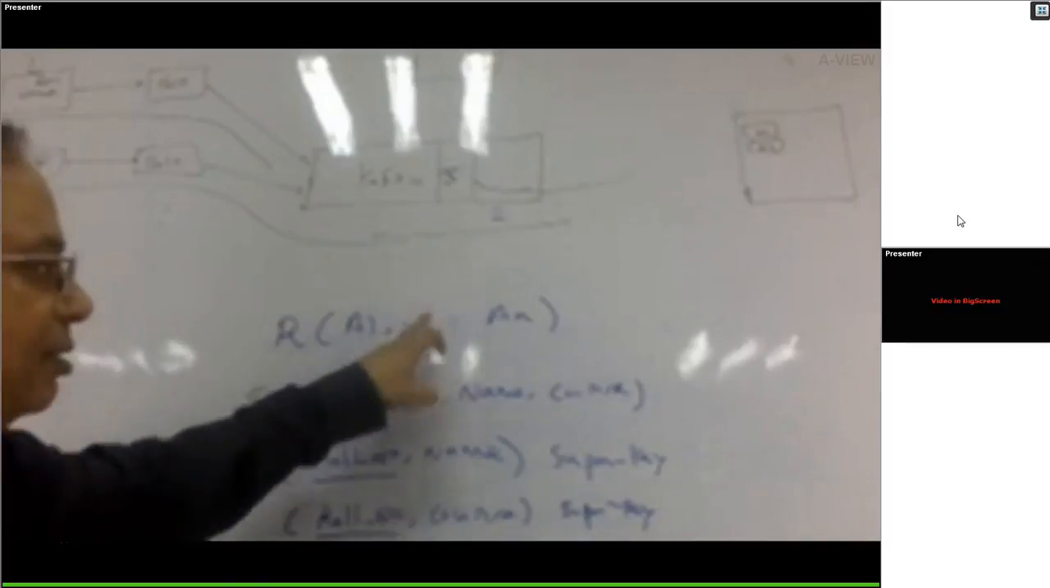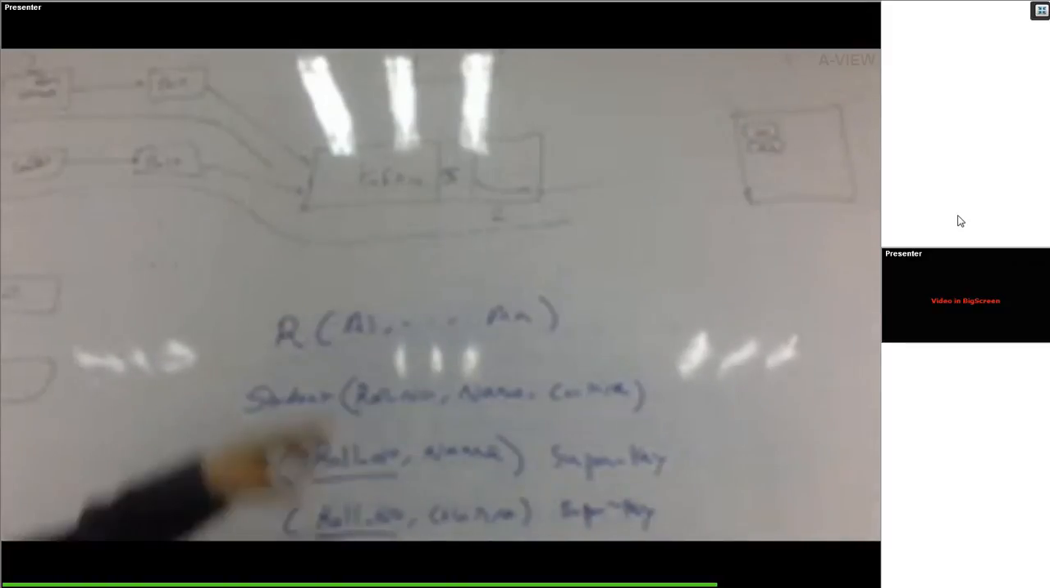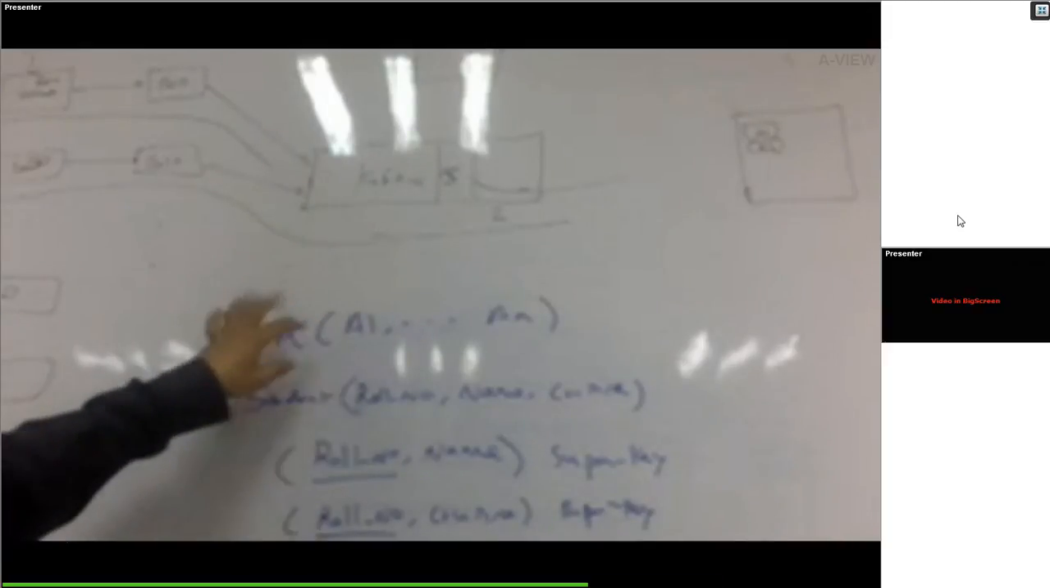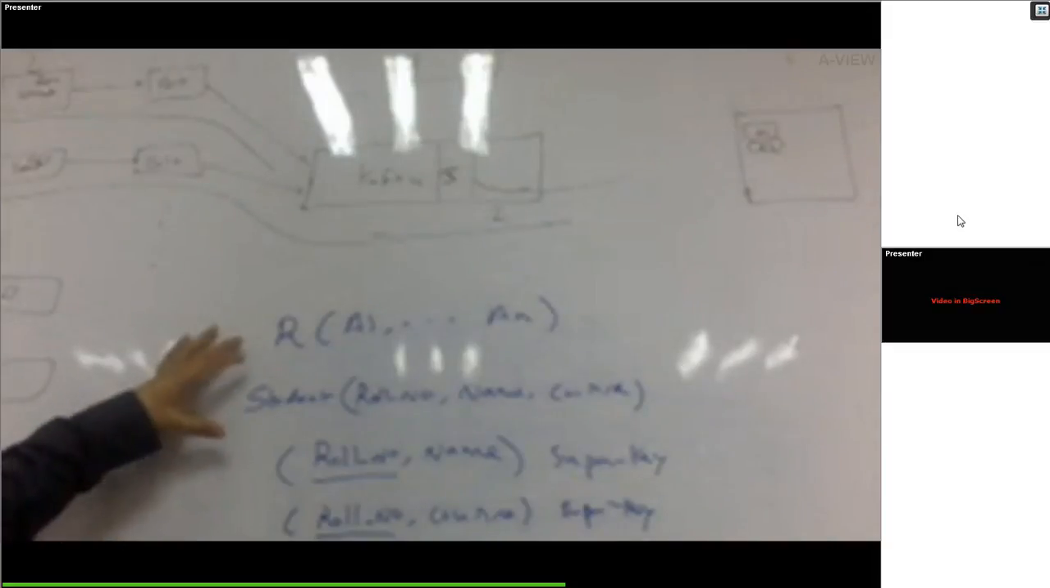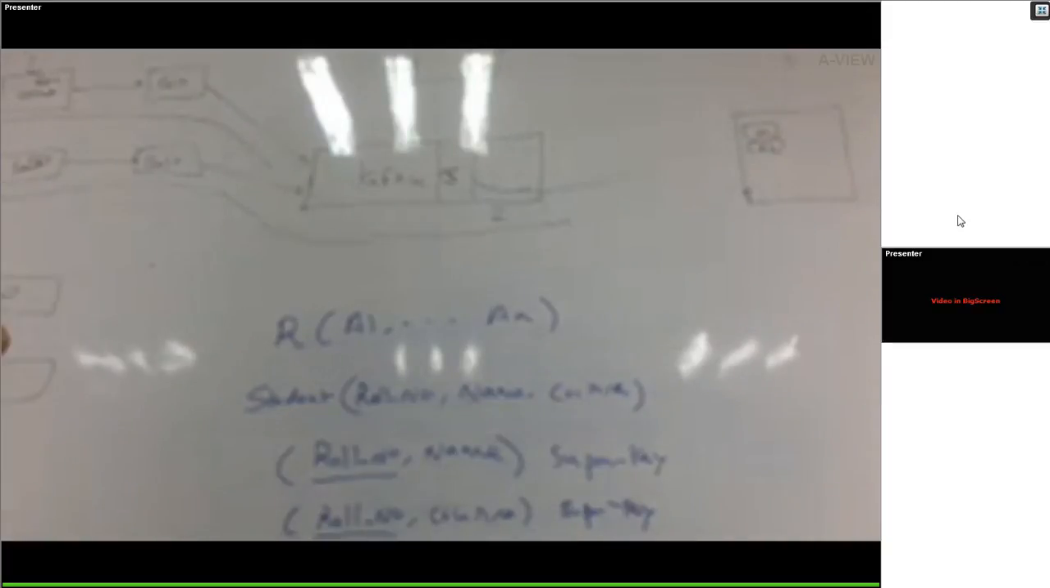Each attribute can be an integer or a string. The domain can be alphanumeric. So basically, you can define a domain over which this attribute will take its values. If a tuple, which is an instance of this relation, can be uniquely identified by one of the attribute values, then we call that a key.